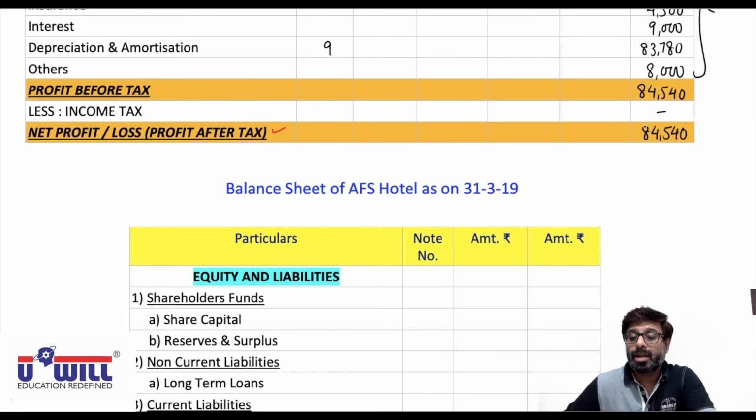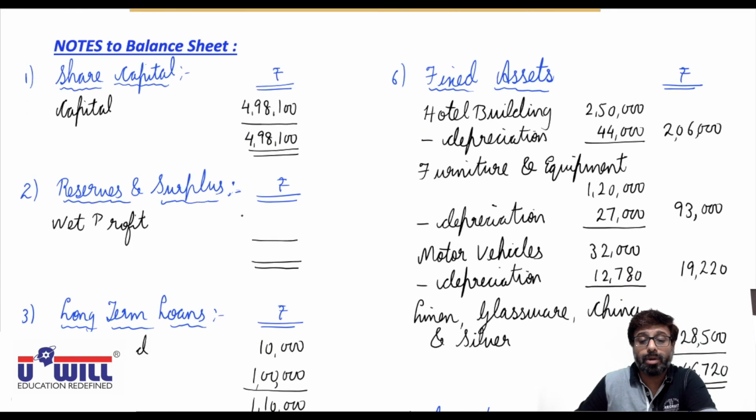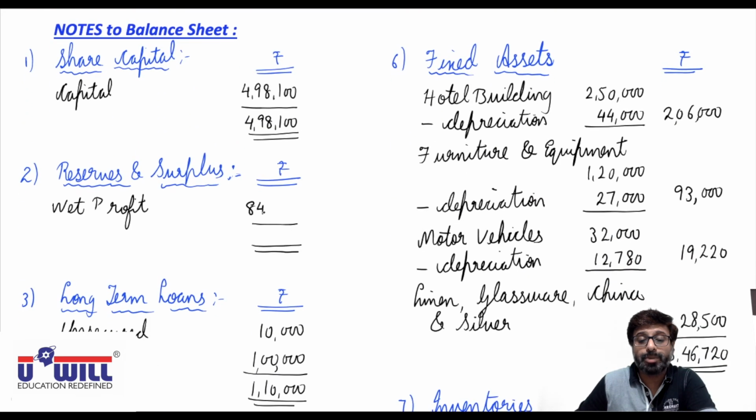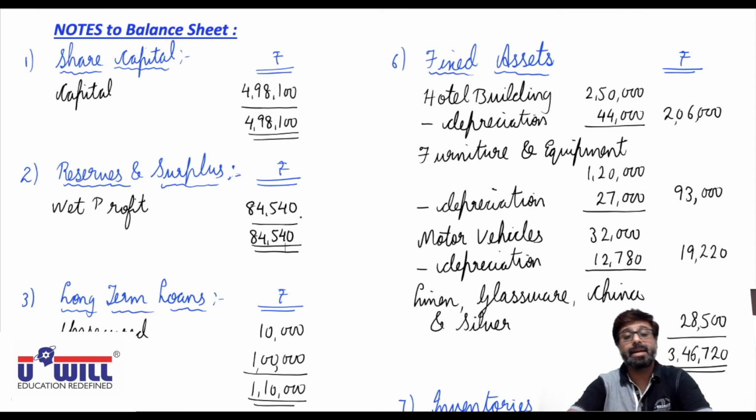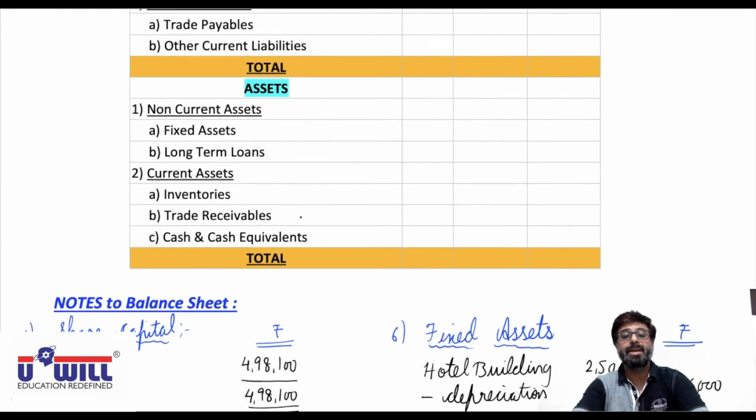Okay. Now this net profit, profit after tax 84540, this amount we shall show in reserves and surplus, 84540. I hope everyone is clear with this. Okay. Now we will make the balance sheet.